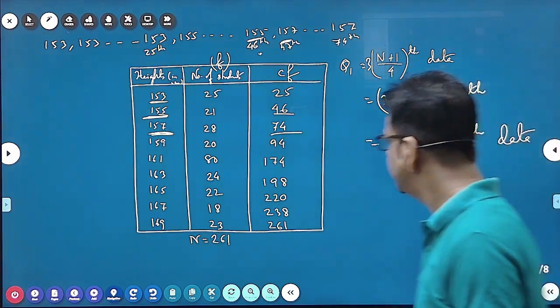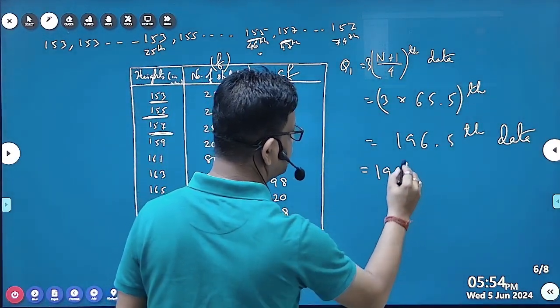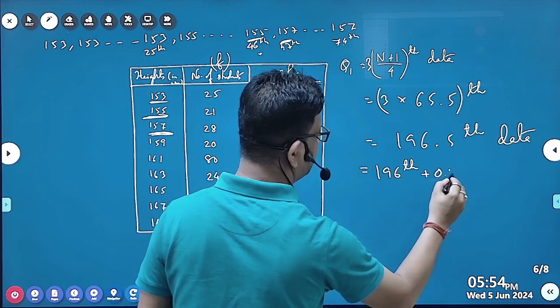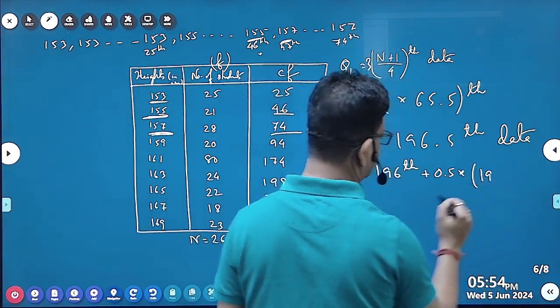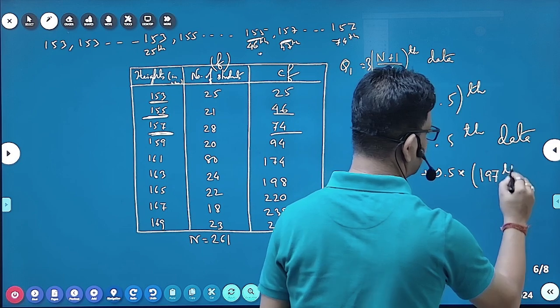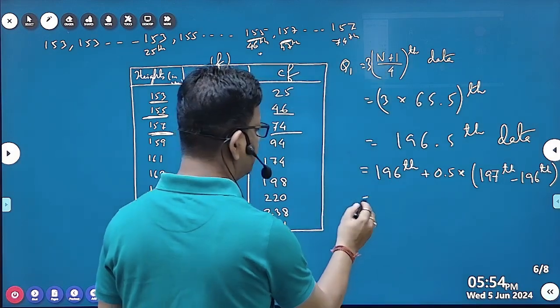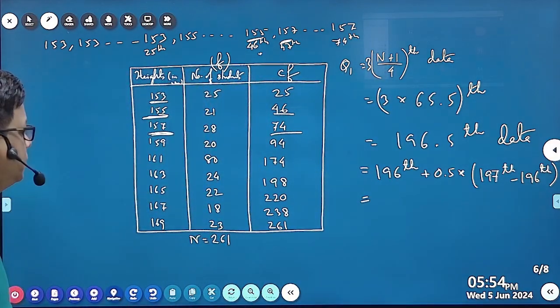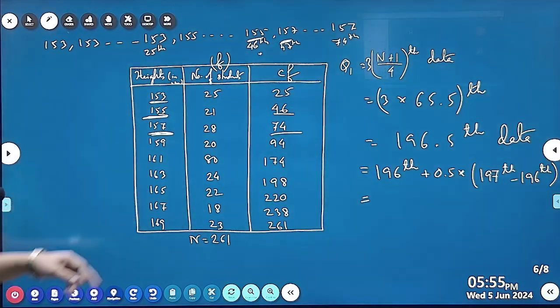Help me out, which number? Before that, we have to do the calculation, yes or no? 196 plus 0.5 to be multiplied by 197 minus 196. This is to be multiplied. Now I think we can at least answer, which one? 160 is wrong. 163, no, just a minute.